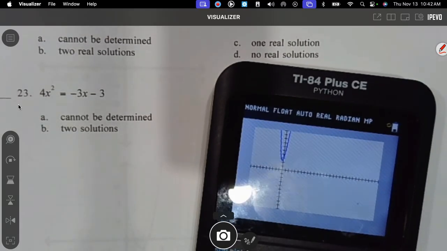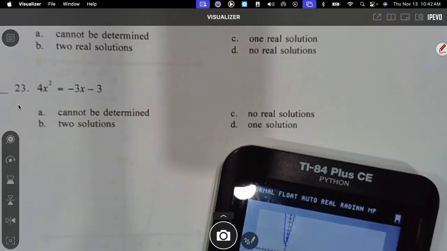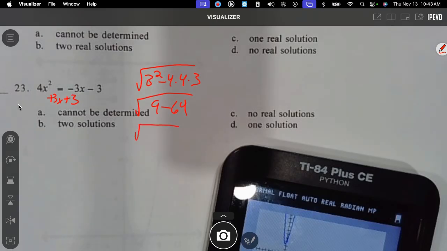So it is none. How many times does it cross? None. Now, Hayden, if I had plus 3x plus 3, I would say the square root of b squared minus 4 times a times c. I would have gotten the square root of 9 minus 16 times 4, 64. And then that would have been a negative number. And can you have a negative under the square root? No. No real root.